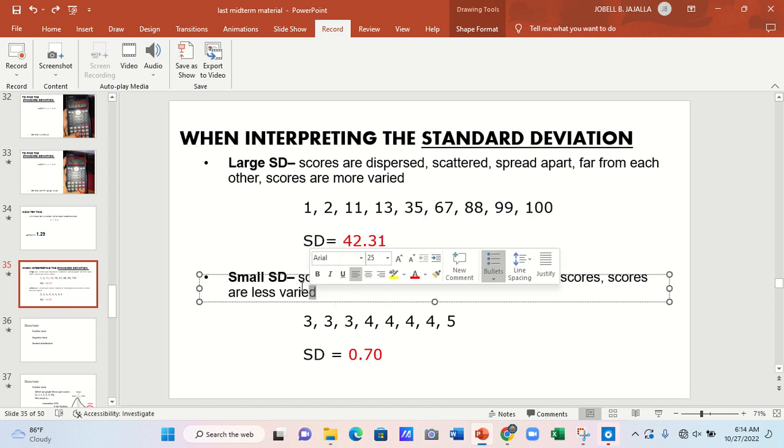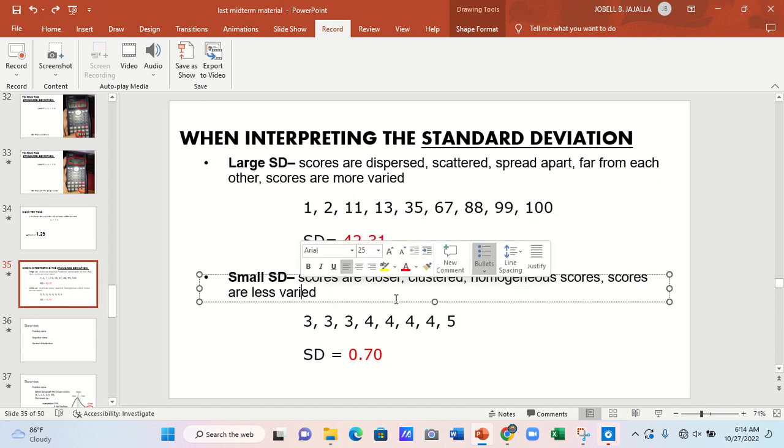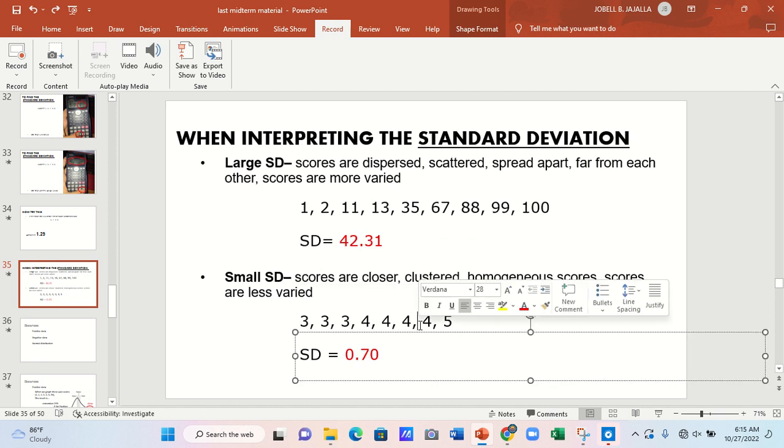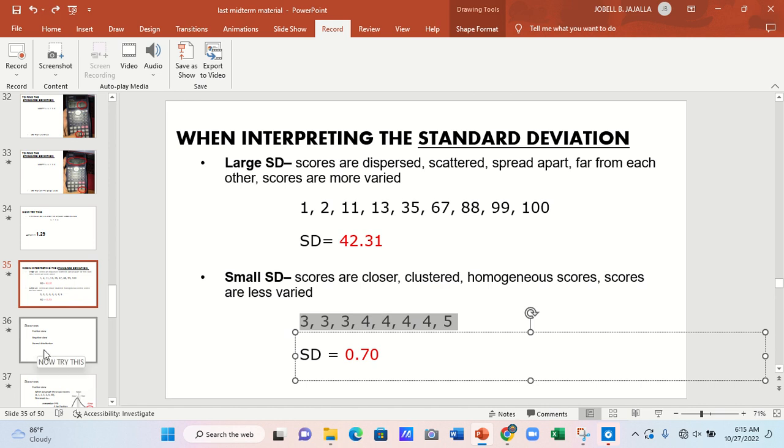However, pag ang scores gani closer siya, pag small ang standard deviation, this means that scores are closer, clustered, homogeneous scores that are less varied. Okay? So makita nato dire class, tan-awa ninyo dire dugol ang mga scores towards one another. So mao na siya sa range o sa standard deviation. Lahi lang ang solution nila. And for quartile deviation, ato lang siyang skip for now.